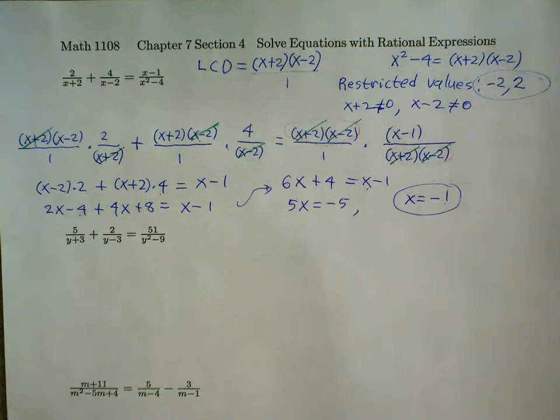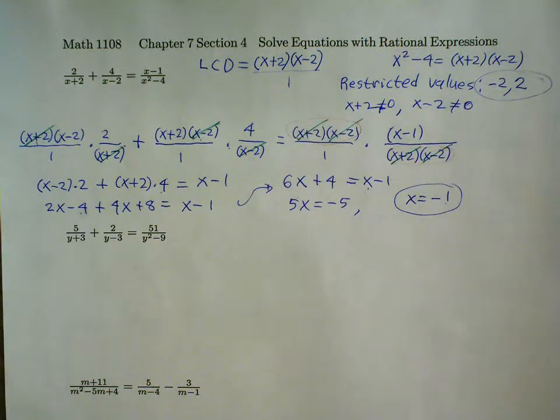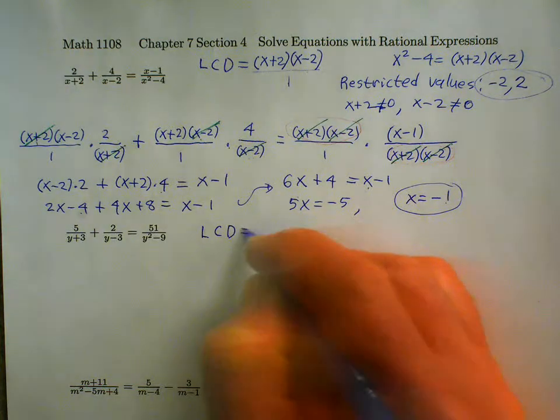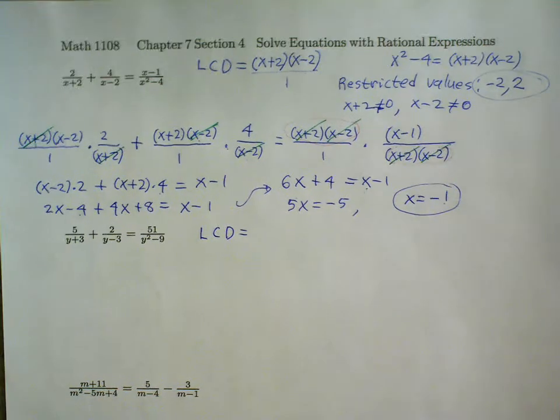Okay, the next one: 5 over y plus 3 plus 2 over y minus 3 equals 51 over y squared minus 9. Okay, what's the least common denominator? Also called the least common multiple of the denominators. y plus 3 times y minus 3.